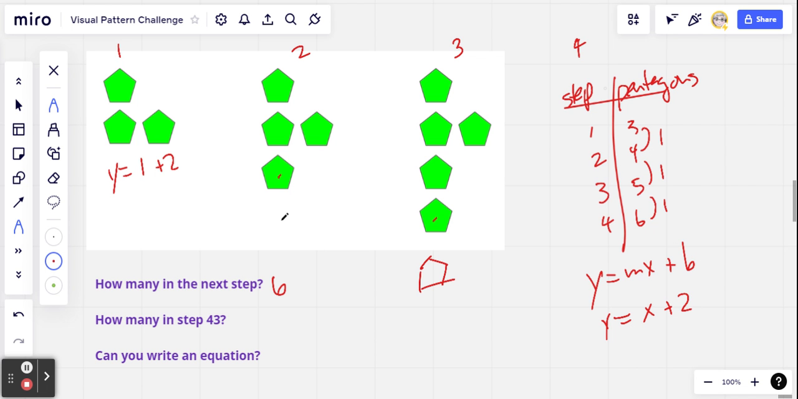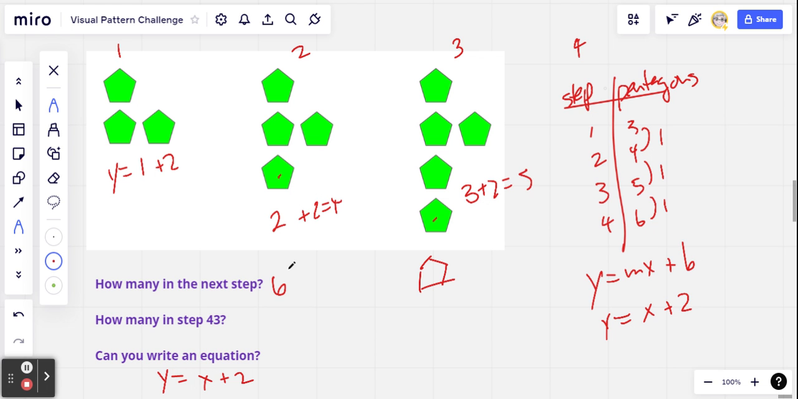Let's try that in step number 2. If we had step number 2 for x plus 2, that'd be 4. And that's how many we have. Here, step number 3 plus 2 would be 5. That's how many we have. So our equation is y equals x plus 2.